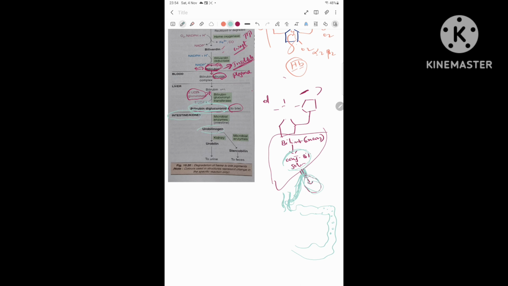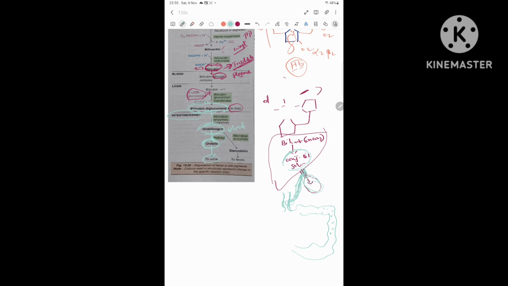So intestine and kidney. Here this bilirubin diglucuronide enters into the intestine, and by the microbial enzymes in the intestine, it is converted into urobilinogen. This formed urobilinogen will enter into the blood circulation again. So in the blood, urobilinogen goes to the kidney, and in the kidney urobilinogen is converted to urobilin. So when urobilinogen is excreted by the kidneys, it is called urobilin, and it will be excreted into the urine. So this process happens in the kidney.